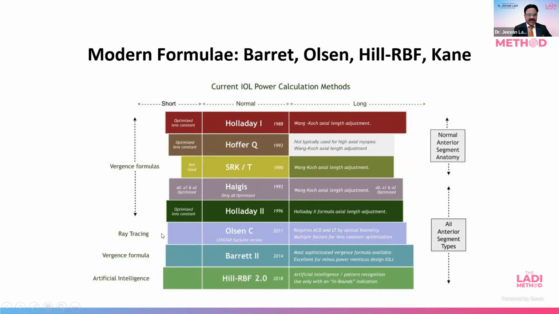Olsen uses ray tracing. The vergence formula is Barrett Universal 2, and artificial intelligence is used beautifully in the Hill RBF formula. So if you use these four formulas, then your IOL power calculation is going to be more accurate.